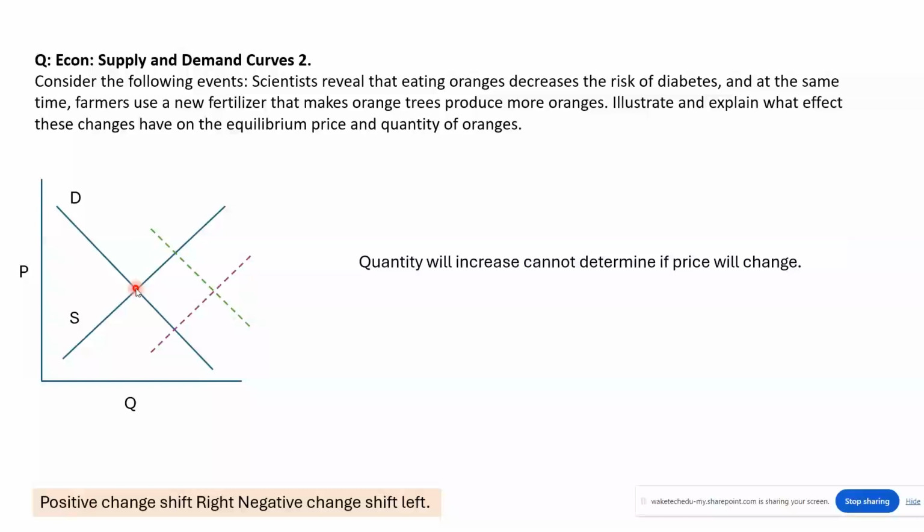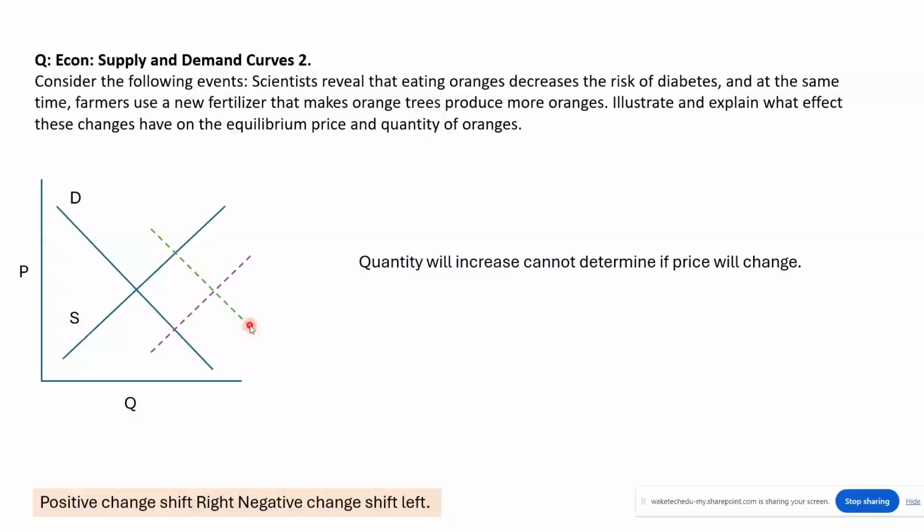Now, there are a couple things that can happen. Let's say this is the supply and demand curve for oranges. Eating oranges decreases the risk of diabetes. Well, if we're decreasing the risk of diabetes, i.e., a health benefit, that's going to impact the consumers. So it's going to impact the demand curve, and it's a positive impact, so it's going to shift the demand curve to the right.